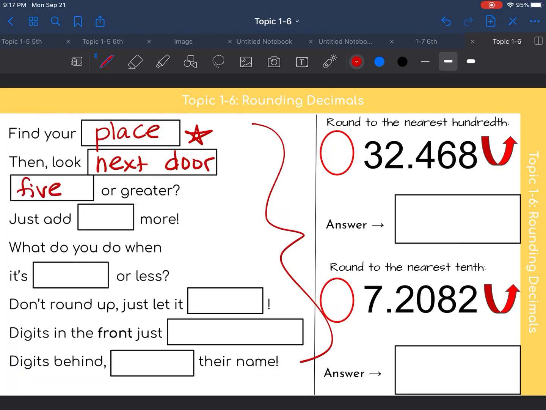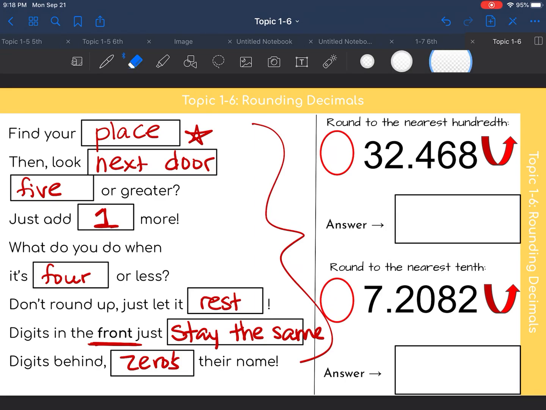5 or greater, just add 1 more. So that's a number 1. So if it's 5 or greater, just add 1 more to your place. What do you do when it's 4 or less? Don't round up, just let it rest. Okay, now this is very important, this last line. Digits in the front just stay the same. Digits behind, zeros their name. So let's do a little example, and we'll use this rhyme to help us.